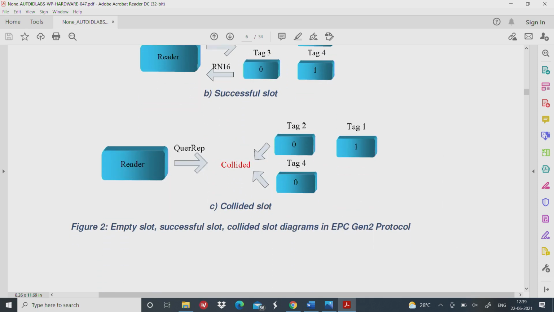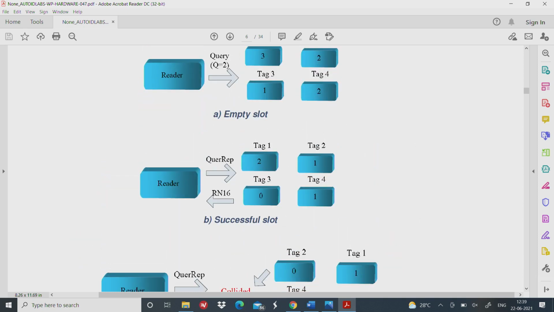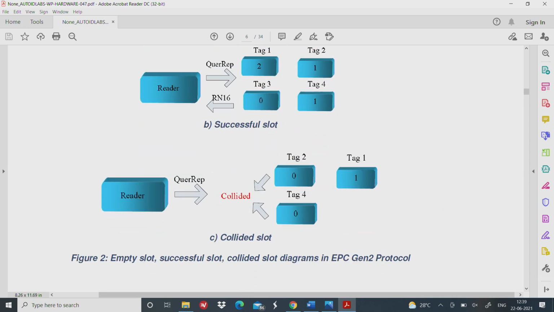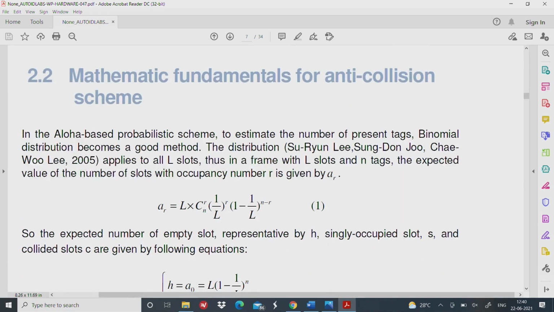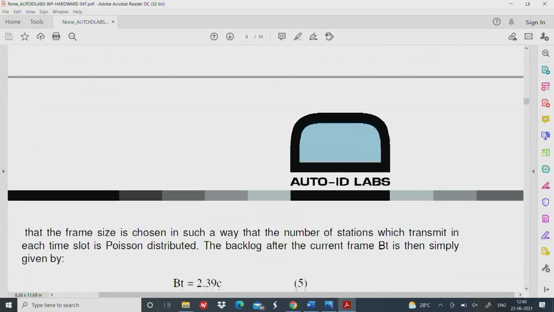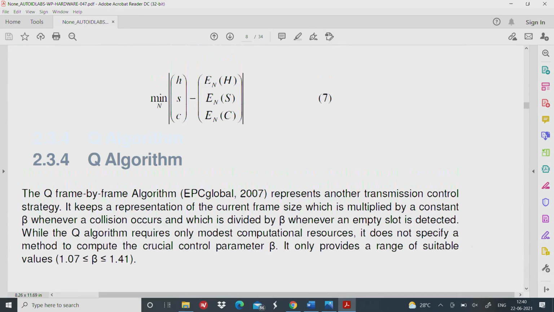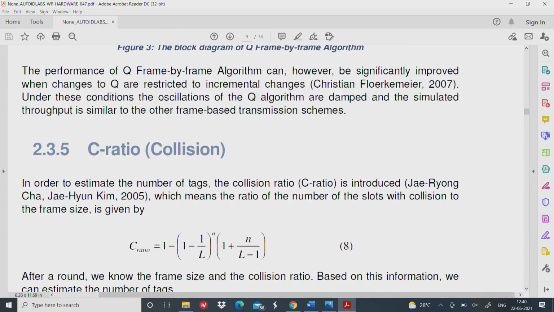Now it is also possible that when a query rep was issued, tag 2 and tag 4 both counted to 0. It is just another case where they both collided, and then what happens? Collision is an indicator that 2 tags chose the same value, 0, right to communicate, both of them got to 0 and therefore they had a collision. That is also possible, it is just giving you another possibility. Then it goes into a nice understanding of the Q algorithm and how the Q algorithm works and all that.